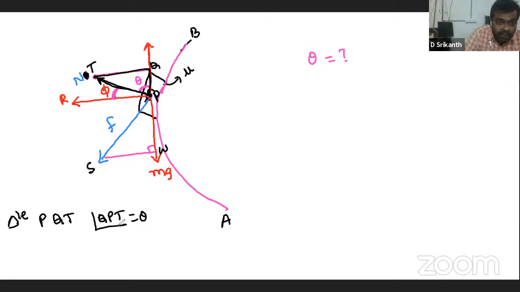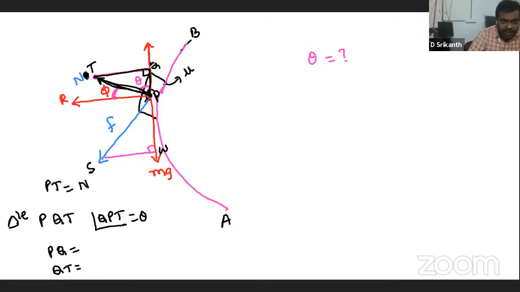QPT equal to theta. From this, I want to find the values of PQ and QT. See here, at Q it is a right angle. So PT is the hypotenuse. That is nothing but PT is equal to the normal force.